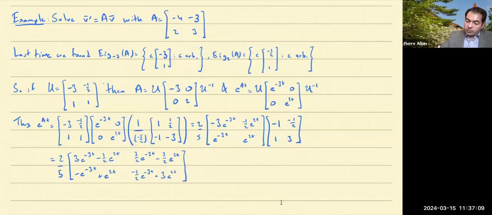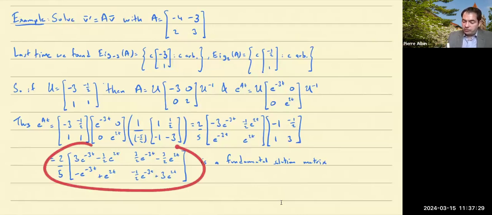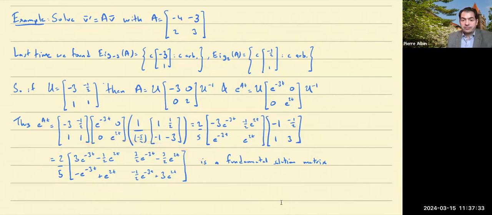Right. So, you wanted to solve this equation. The point is that e to the At is a fundamental solution matrix. So we're done. The general solution to this would just be this matrix times a vector made up of constants.